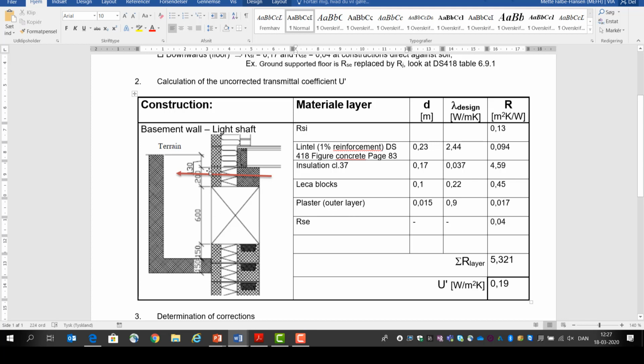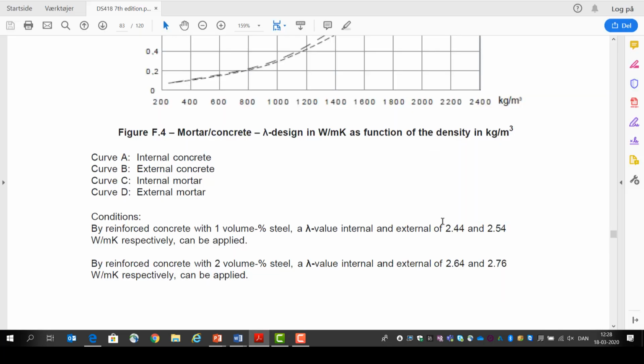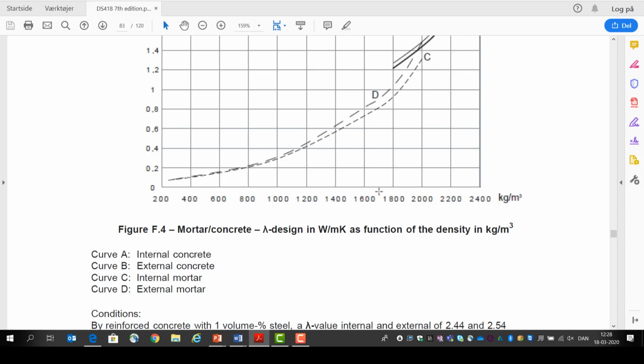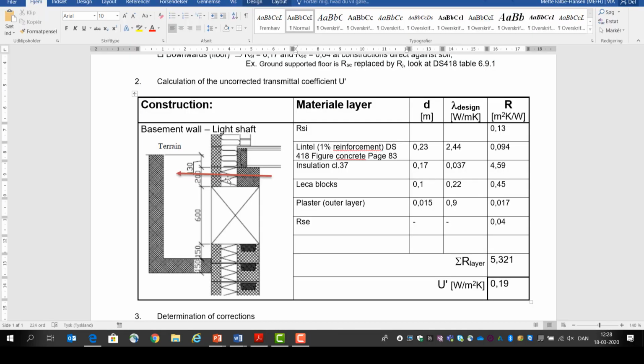Then we have some plaster on the outside here, and the thickness of that is 15 millimeters, so 0.015 divided by the lambda value, and the lambda value we get from DS418, so we jump to DS418 and we have mortar, and we know that it was 1700 in density, so we go up here, go to the curve D, and then it's 0.9. So that's what we write in here, and we get the resistance by dividing the dimension by the lambda value here. And then we are on the outside, so we have the surface resistance on the outside, which is 0.4.